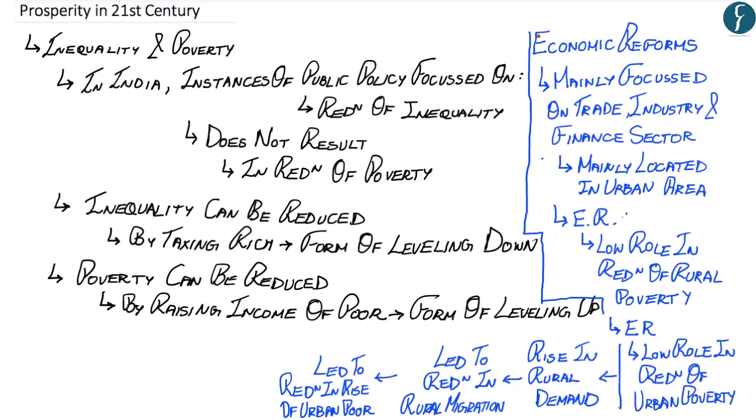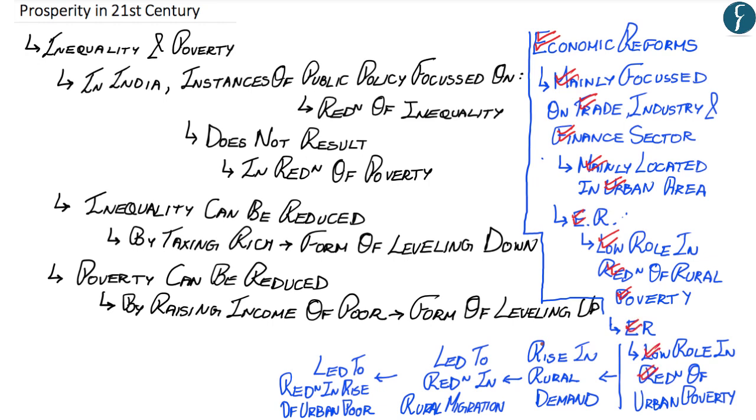Now, hopefully, up till here, you've also understood that according to the author, the economic reforms of 1991 were mainly focused on trade, industry, and the financial sector, which were mainly located in urban areas, and because of which the economic reforms had a very low role in the reduction of rural poverty. Since the main sectors were located in urban areas, they were not able to create income generating opportunities in the rural areas.